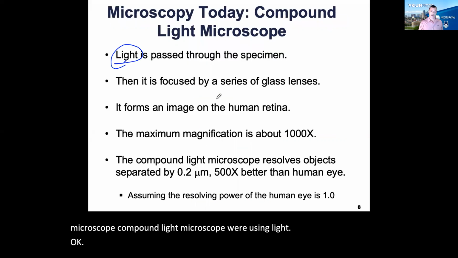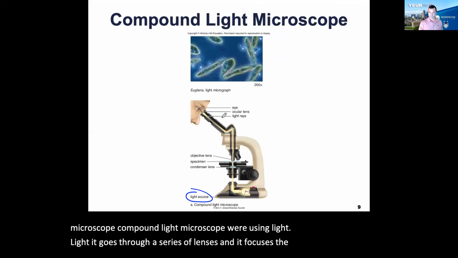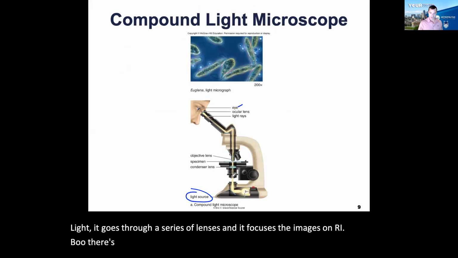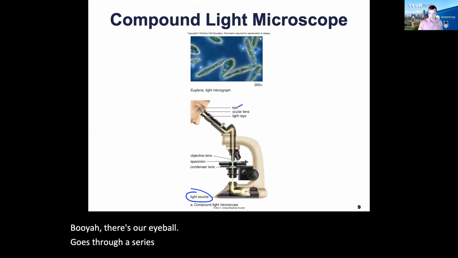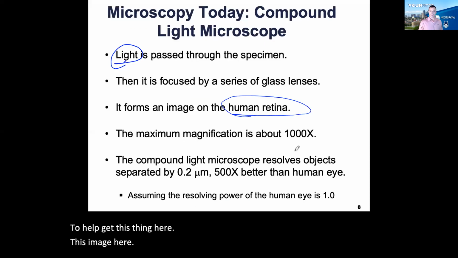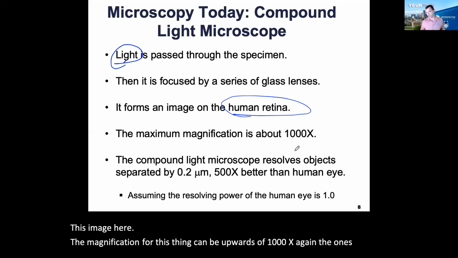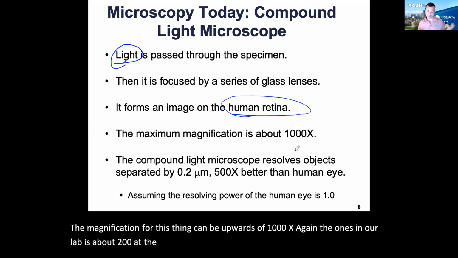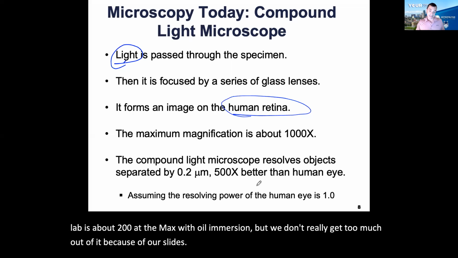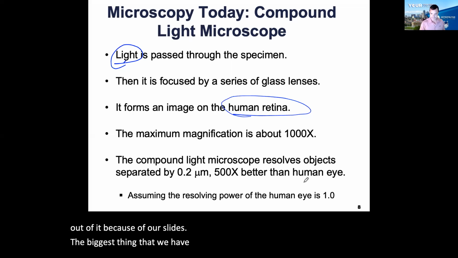Light goes through a series of lenses and it focuses the image on our eye. Booyah, there's our eyeball. It goes through a series of lenses to help get this image here. The magnification for this thing can be upwards of 1000x. Again, the ones in our lab are about 200 at the max with oil immersion, but we don't really get too much out of it because of our slides. The biggest thing that we have here, though, is what's called resolution.